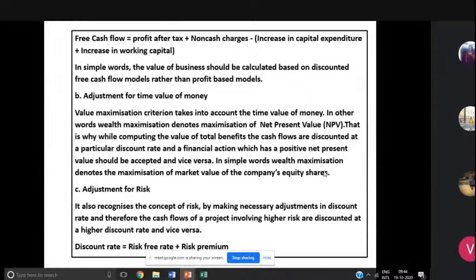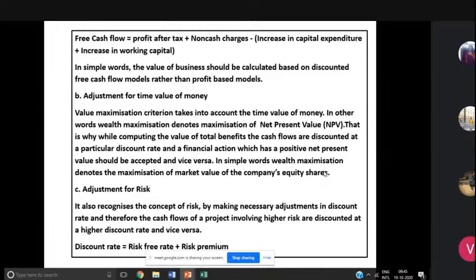If you are the owner of the business, in order to calculate the free cash flow, you are interested in knowing how much amount is coming to your pocket. For example, your PAT is 100 CR, non-cash charges another 100 CR, 100 plus 100, you have made 200 CR. Out of 200 CR, you have invested under capital expenditure 50 CR, under increase in working capital another 50 CR. Therefore, free cash flow is equal to only 100 CR. What do you mean by free cash flow? The entrepreneur's cash flow, owner's cash flow, what he got in his pocket.